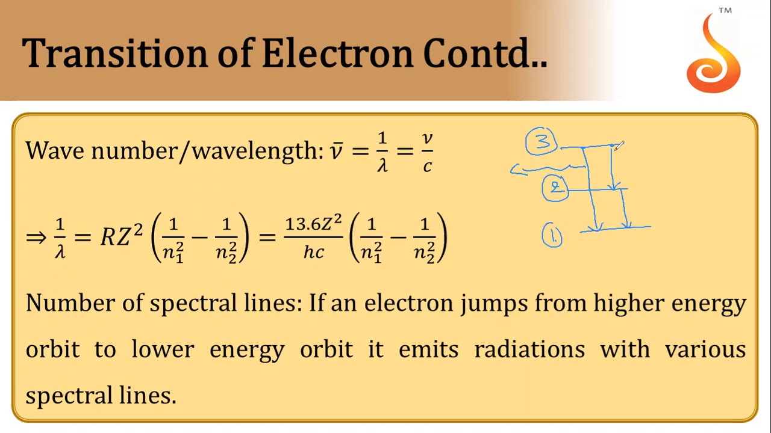When that electron moves from 3 to 2, it will emit some photon, and when it moves from 2 to 1, it will again emit some photon corresponding to that energy. You can find the energy using the difference between the energies of these two orbits. That will give you the energy of the photon corresponding to that energy difference. It will be hc by lambda. So from here you can find the wavelength of the emitted photons. Okay, that's all.